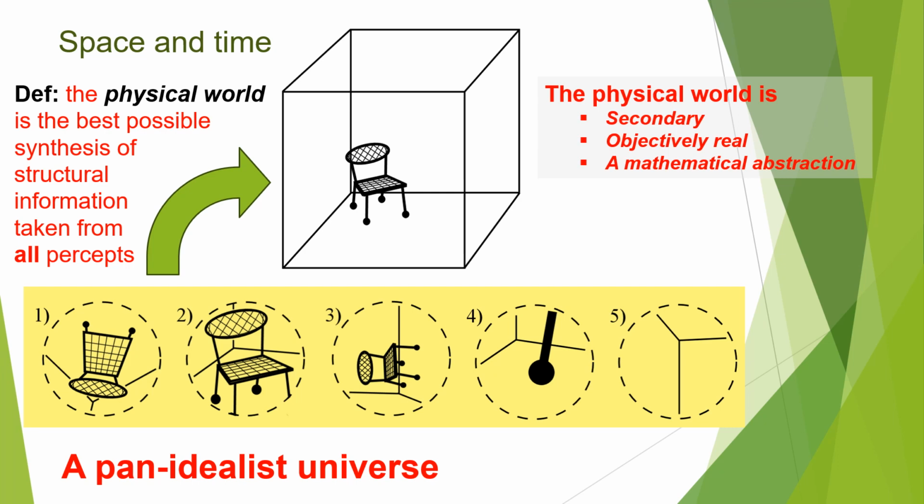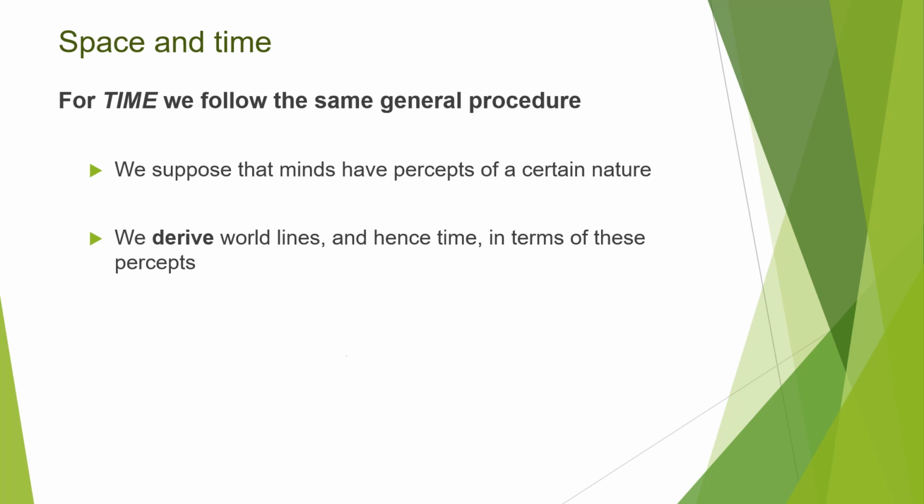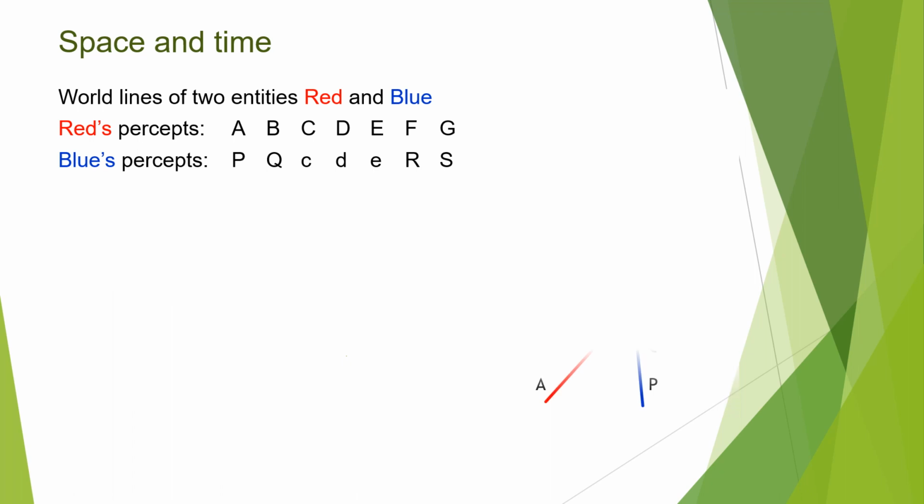This procedure is an entirely mathematical synthesis. Structures within percepts highlighted yellow are geometrical objects. The optimal synthesis is given by some mathematical rule, and the physical world is a mathematical object. For time, we follow the same general procedure. We suppose that minds have percepts of a certain nature, and we derive world lines and hence time in terms of these percepts. Shown here are the world lines of two entities, red and blue.